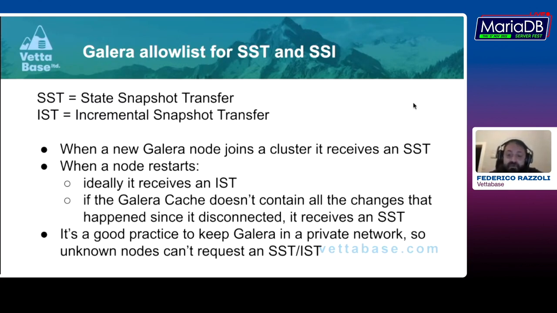When a node is restarted, or maybe it crashes and then is restarted, it will hopefully receive an IST, which is an incremental snapshot. Only the changes that it missed during this interval of time. Of course, if it stayed down for too long, probably the Galera cache is not big enough to contain all the changes, and then it will receive a complete SST. Anyway, the point is a node can receive the data.